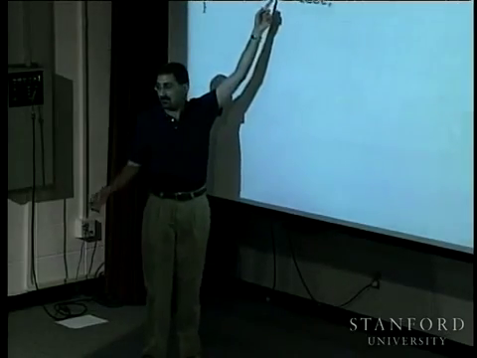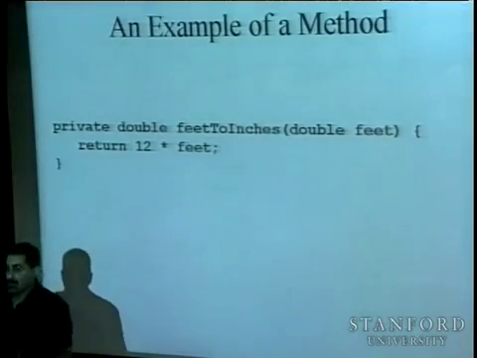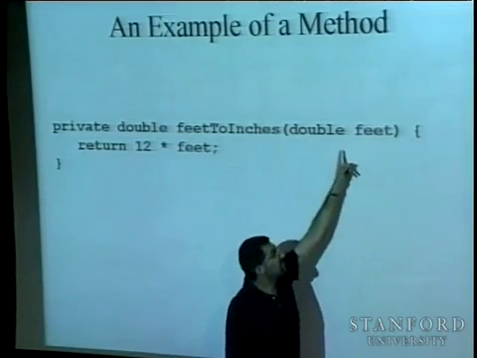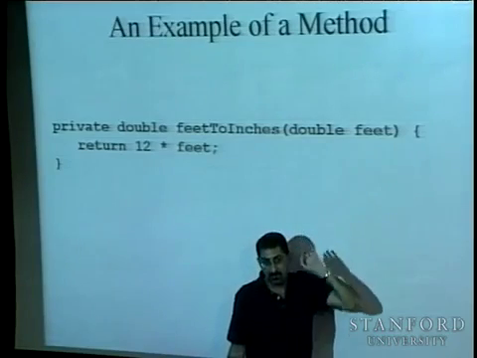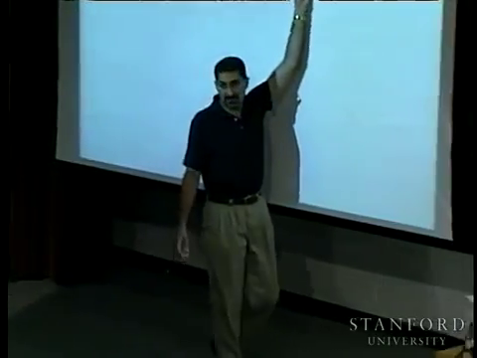It's going to give me back something that is of type double. The name of the function is feet to inches. What parameters does this function take? It takes in one parameter. The type of that parameter is a double, so what I'm expecting from you is something that's a double. It could be an explicit value that's a double, or it could be a variable that holds a double inside it, but what I'm expecting is a double.